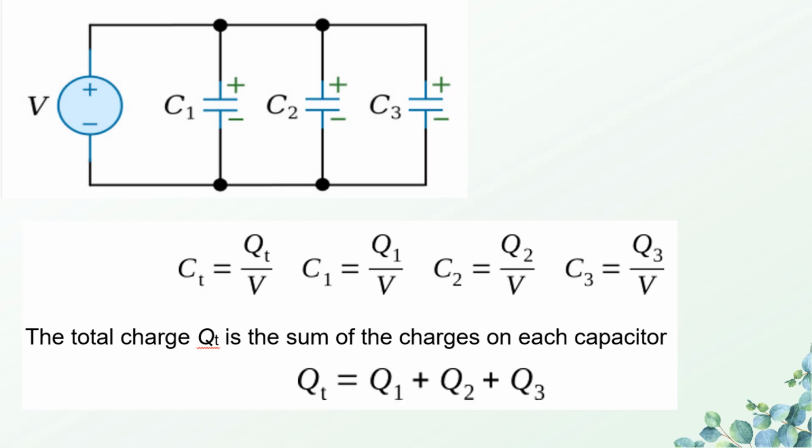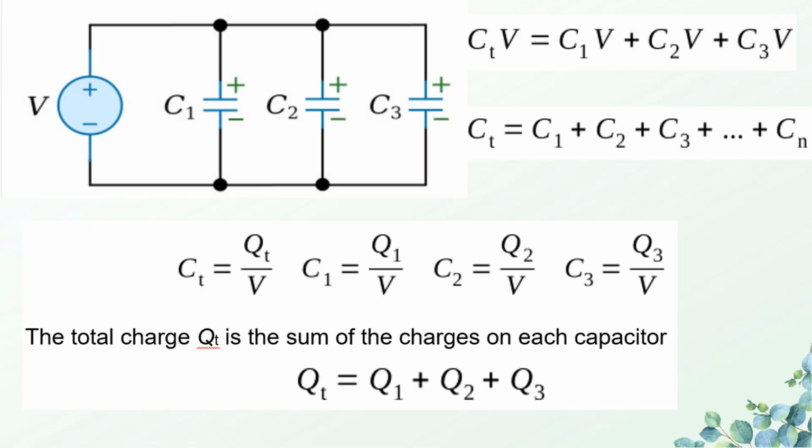So if we substitute the values of Q from the above equation, then we get CtV is equal to C1V plus C2V plus C3V. If all the V's are taken common and they cancel each other, then the remaining is Ct equal to C1 plus C2 plus C3 and so on. So this is the total capacitance when the capacitors are connected in parallel.